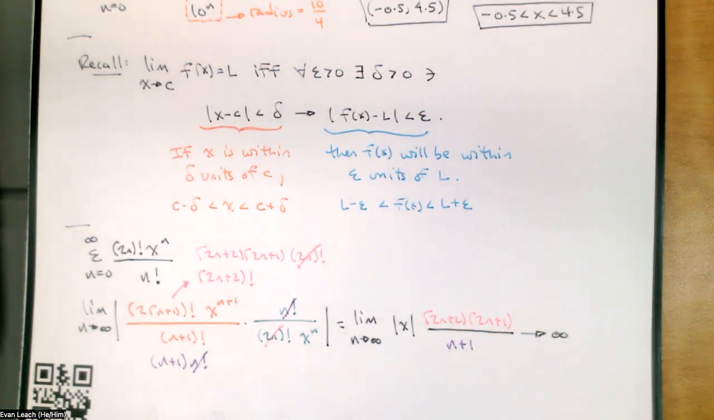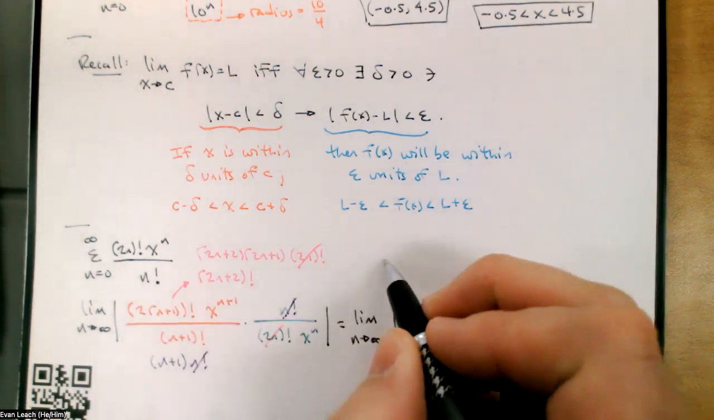And although it's weird to say, infinity is bigger than 1. I wouldn't want to write "is greater than 1" because we can't really put infinity in equations and inequalities like that, but certainly we're going to get something bigger than 1. So the ratio test says divergence. Therefore, this power series only converges when x equals 0.